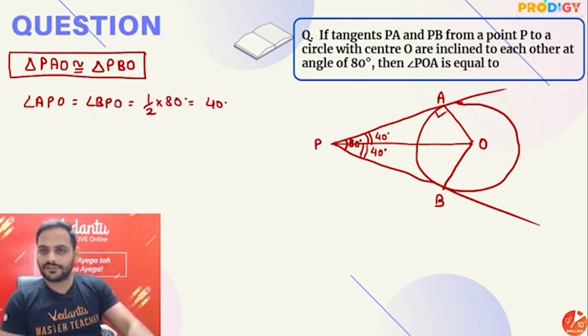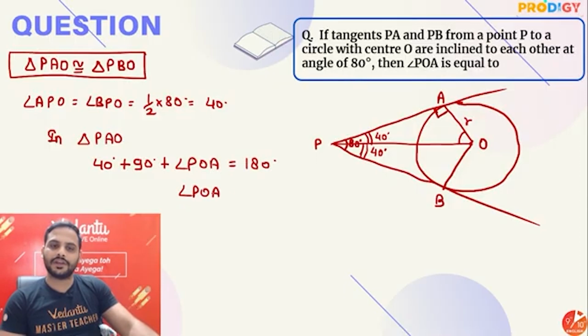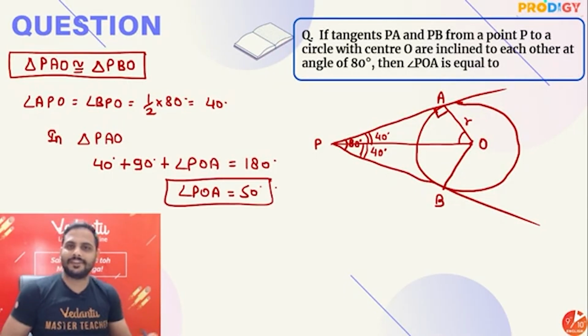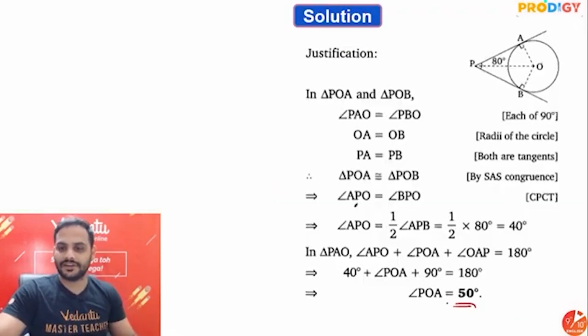Now I know this angle at A is 90 degrees, so the angle POA we can easily find out. In triangle PAO, one angle is 40. The radius at the point of contact is perpendicular to the tangent, so one angle is 90. So 90 plus 40 plus angle POA is equal to 180 degrees. Solve it, you'll get angle POA is equal to what? 50 degrees. Easy question, right? All right, so you'll get your answer as 50 degrees.